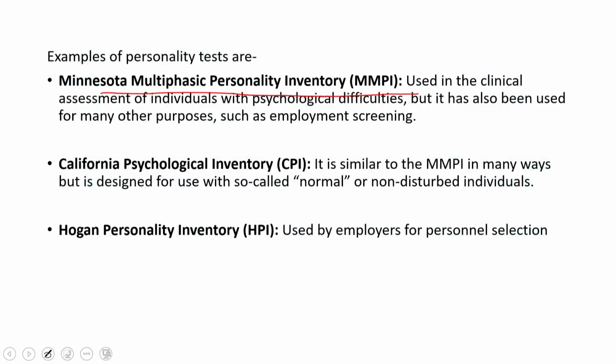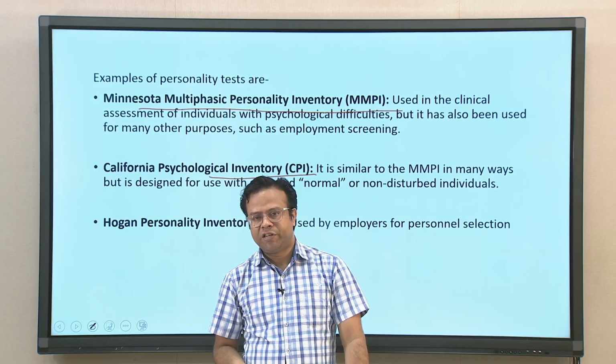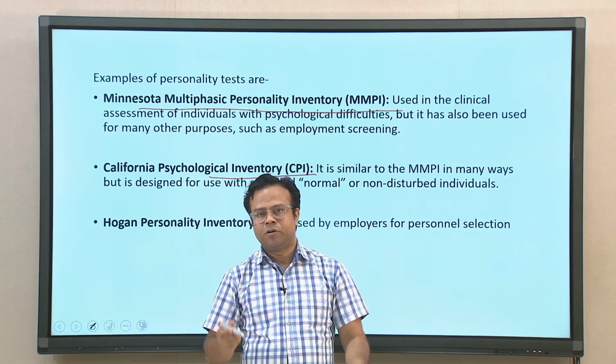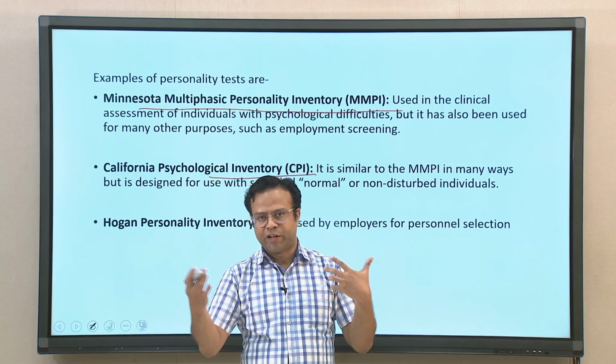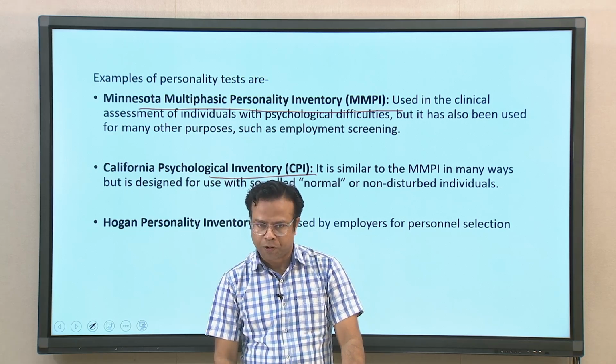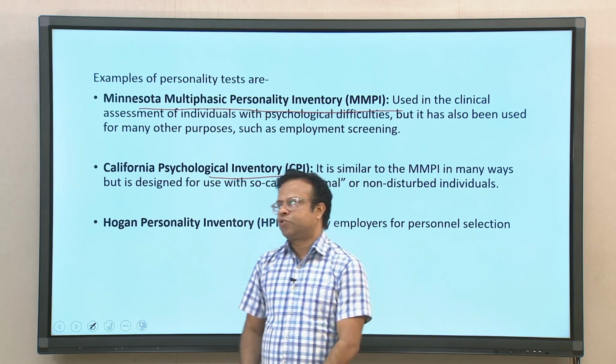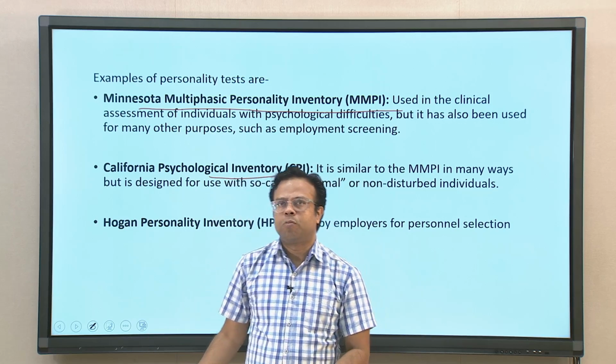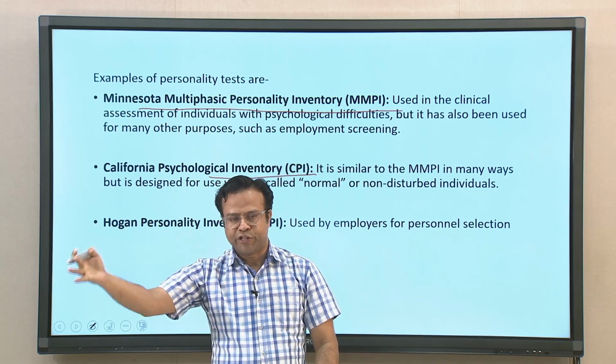Another test is called the California Psychological Inventory, or CPI. This is very similar to MMPI, but it is used for the normal population, not for the clinical population. Another is called the Hogan Personality Inventory, mostly used by employers for personnel selection, meaning selection of candidates for jobs and so on. Like this, there are many personality tests. We will get to know more about these personality tests as we proceed in this course.